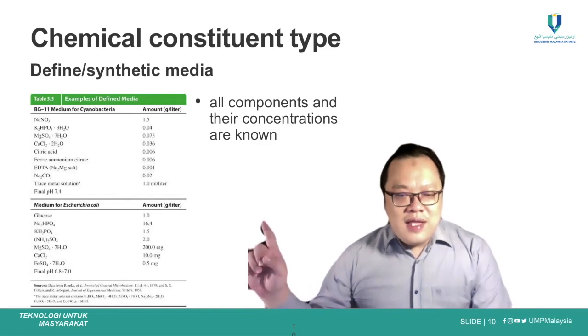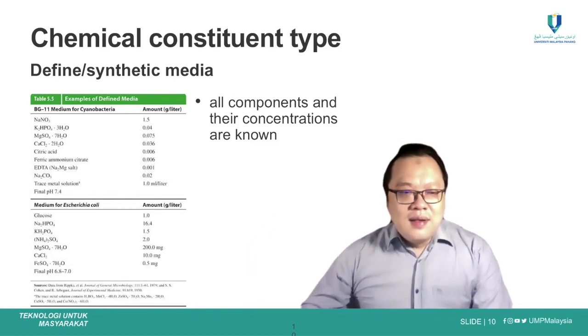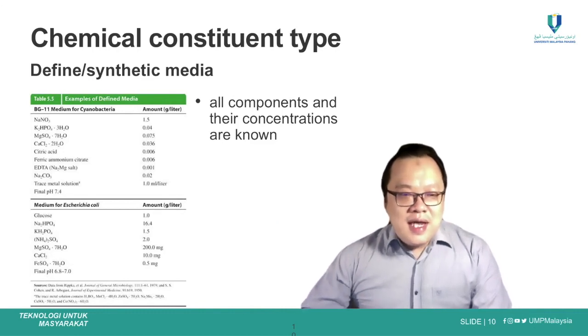As you can see from the table, all those chemical constituents such as sodium nitrate, potassium hydrogen phosphate, all those types of chemical constituents are added into the media to support the growth of bacteria, fungi, or algae.